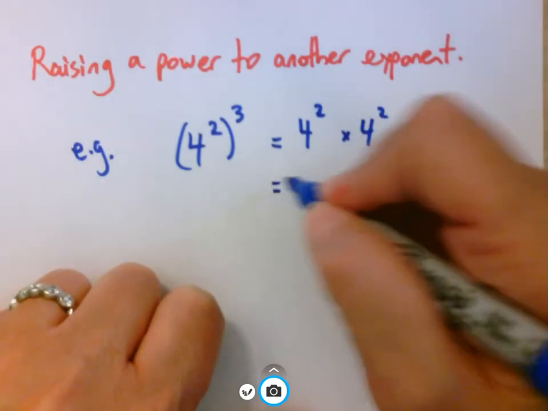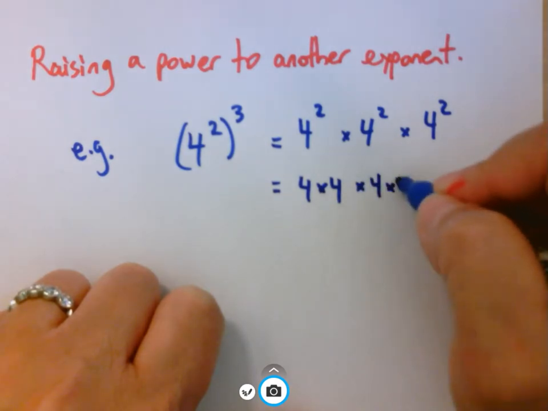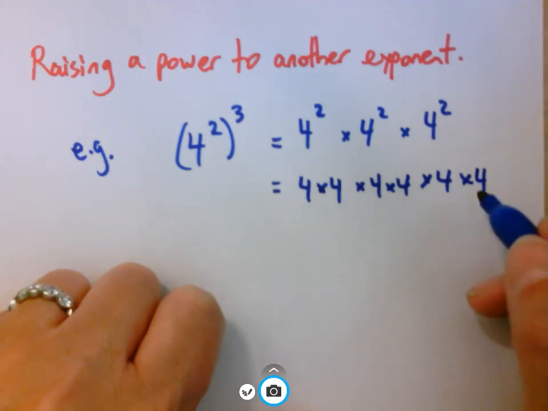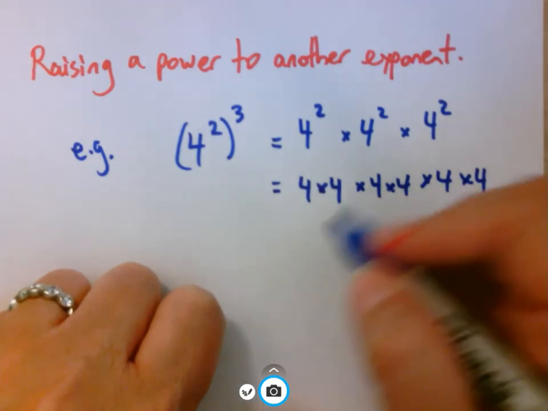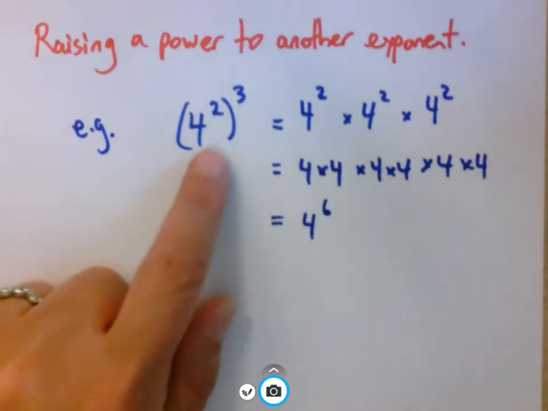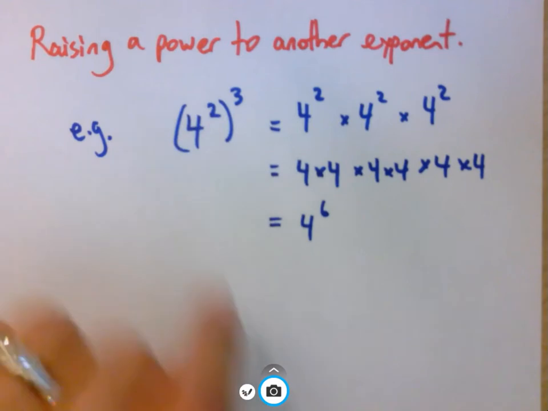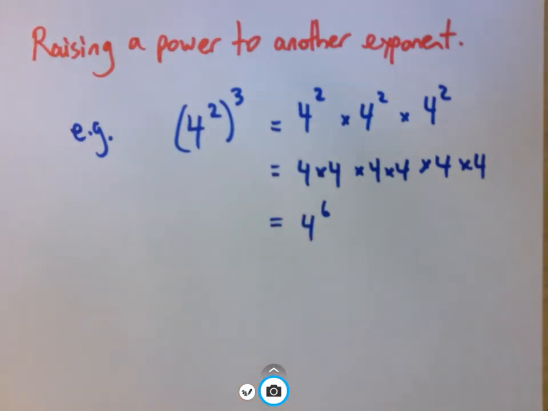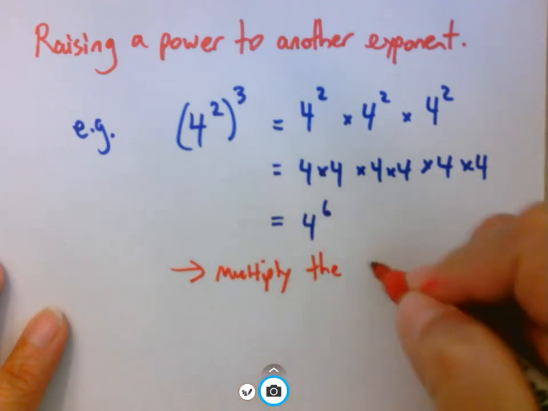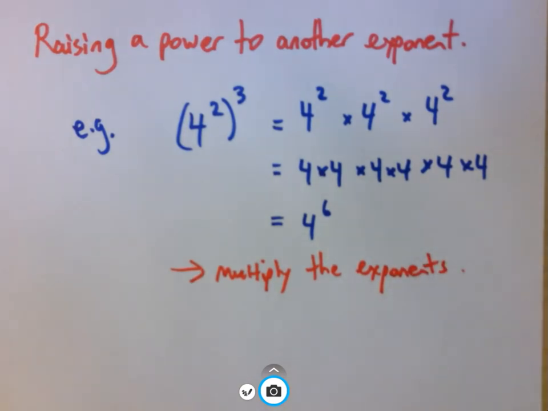All right, but now each of these can be written as 4 times 4, right? 4 squared is 4 times 4, times 4 times 4, times 4 times 4. So how many 4's do I have? I have 2 here, 2 here, and 2 here, so I have 6 4's. Okay, and so that means if the base is 4, it's raised to a 2, and the whole thing is raised to a 3, how do I get 6? Multiply the exponents.